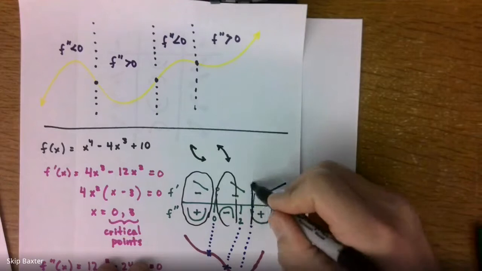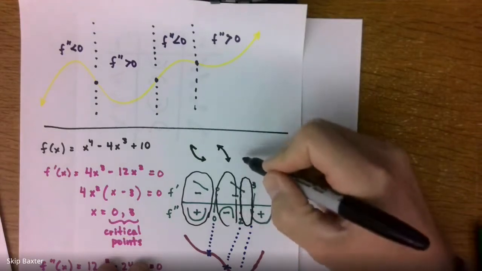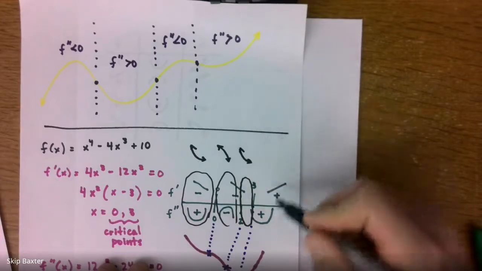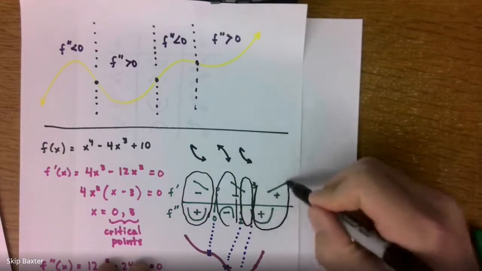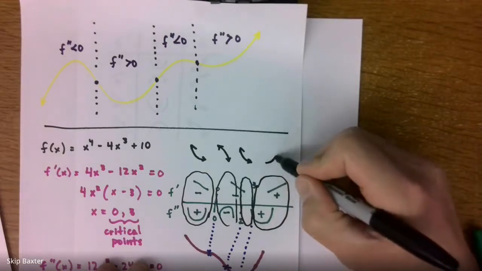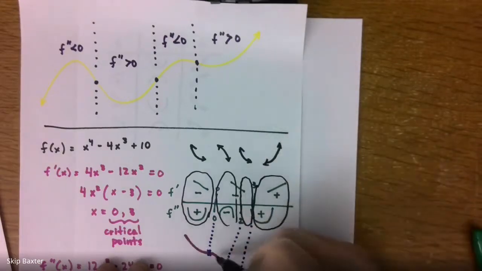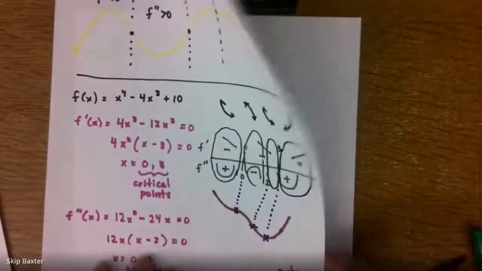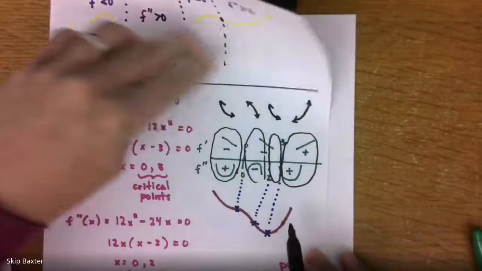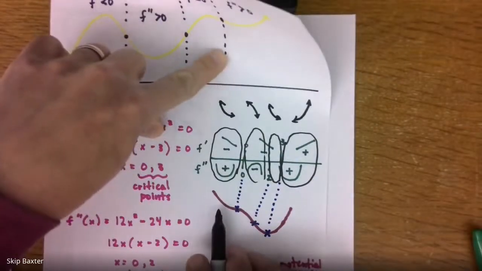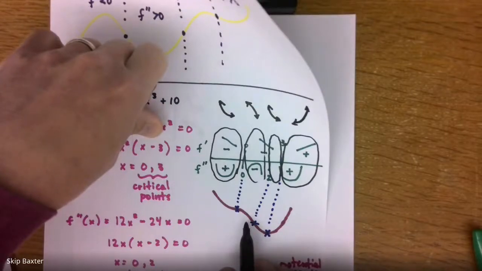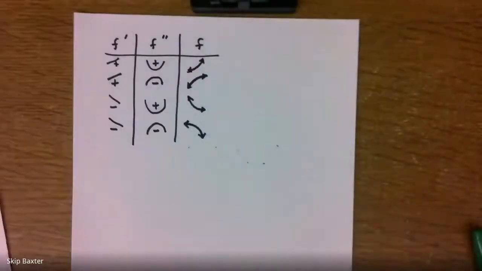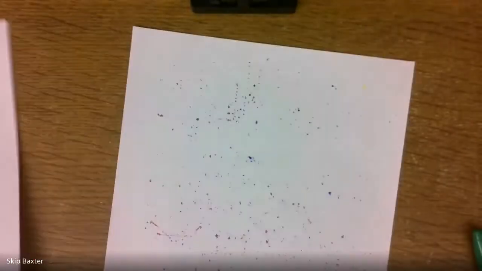And then I have this little interval right here where it's decreasing concave up. Decreasing concave up again is like that. And then I have this last section where it's increasing concave up. That's like that. And you can see that's how this is broken down. It's decreasing concave up, decreasing concave down, decreasing concave up, and increasing concave up. Okay. Let's try another example.